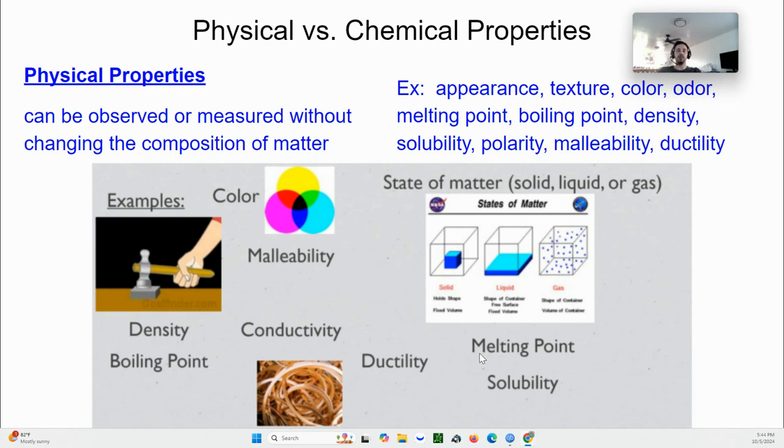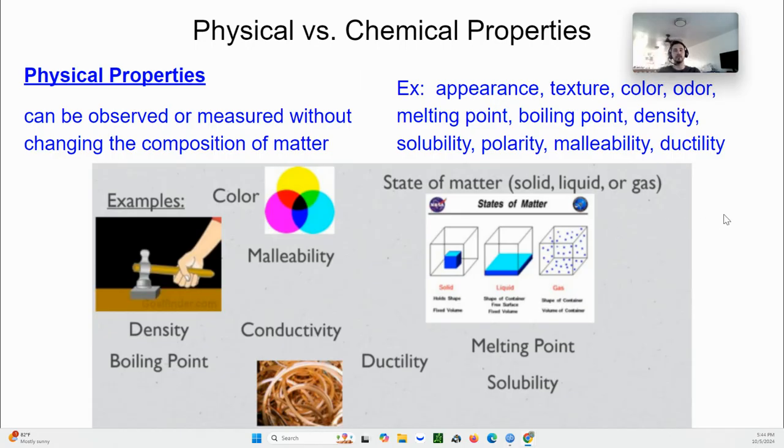Melting point. Melting point is the temperature at which something goes from a solid to a liquid. And then solubility is, does it dissolve in water? Sometimes we can say solubility for other things too. Does it dissolve in methane? Does it dissolve in other substances? So solubility is used mostly for water, but for other things too. All right, and then the states of matter: solid, liquid, or gas. Those are all physical properties.